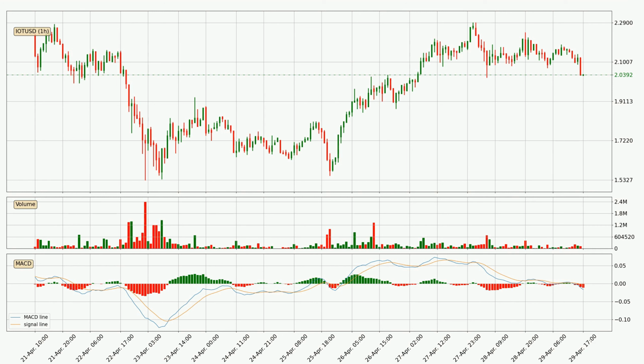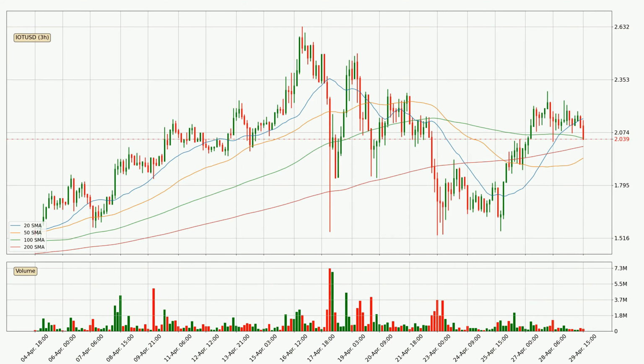The MACD histogram shows that the momentum is currently strong and it could be expected the price to go further to the downside. Jumping to the 3-hourly simple moving averages, the current price is between the 200 and the 20 SMA. If the price bounces off the 200 SMA, which is currently at 2.0, it could be seen as a support, and the 20 SMA that is at 2.15 could be seen as a resistance to the upside. Breaking either way signals a possible further move in the corresponding direction.